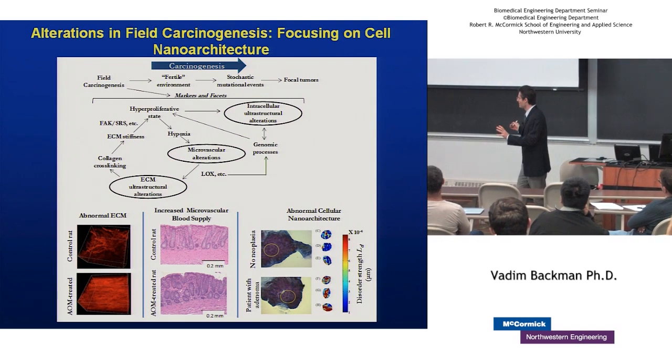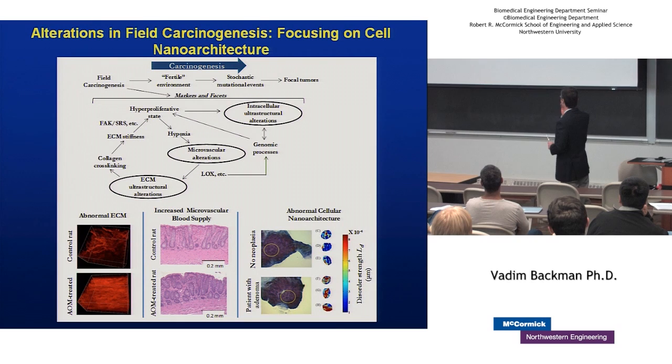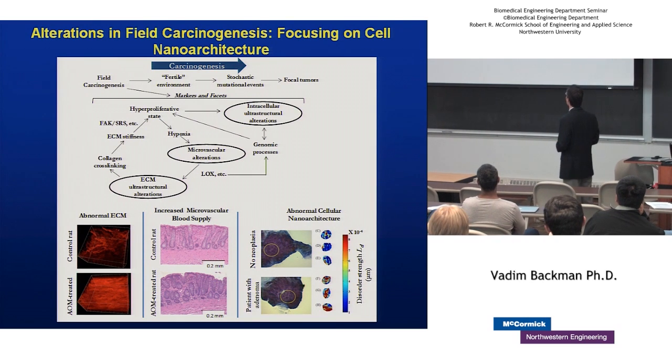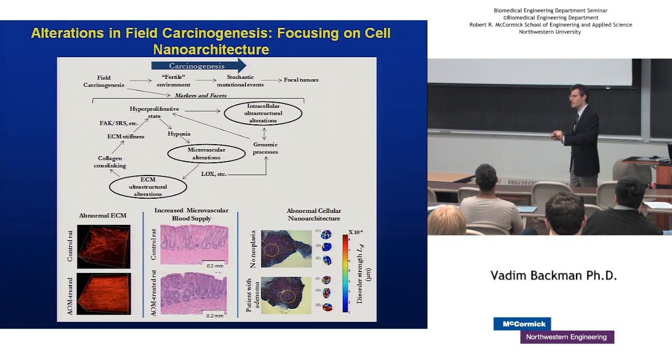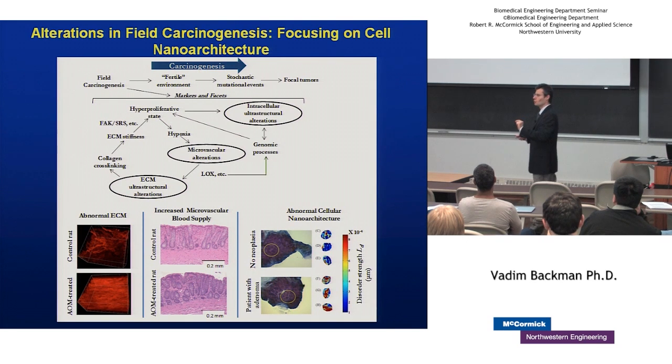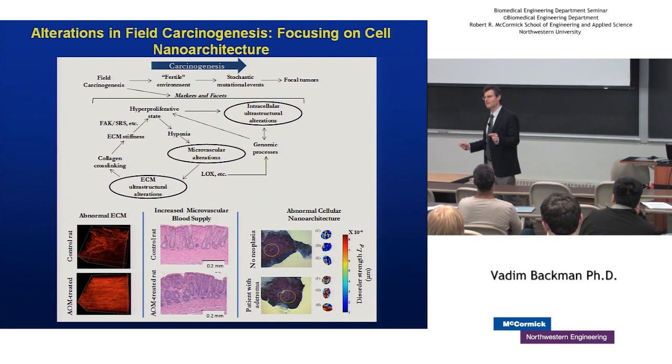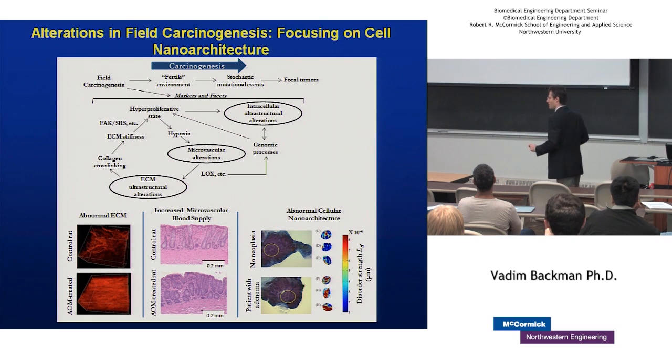Anyway, just getting close to a summary here, what I told you is a complex story, but it's actually only a part of the whole picture of what happens in field carcinogenesis. The story is actually much more complicated. That's what I told you about: intracellular ultrastructural alterations. And I focused on the nuclear changes.